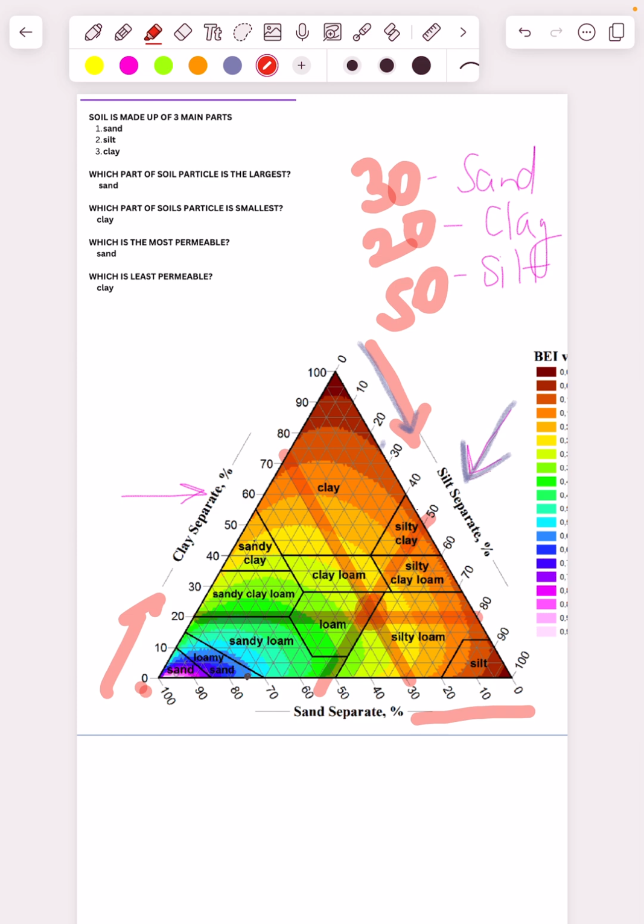And this is my intersecting point, which is like around here. Again, I picked a terrible one, but I would say it's right around here. So I would say silty loam would be the answer. That's it.